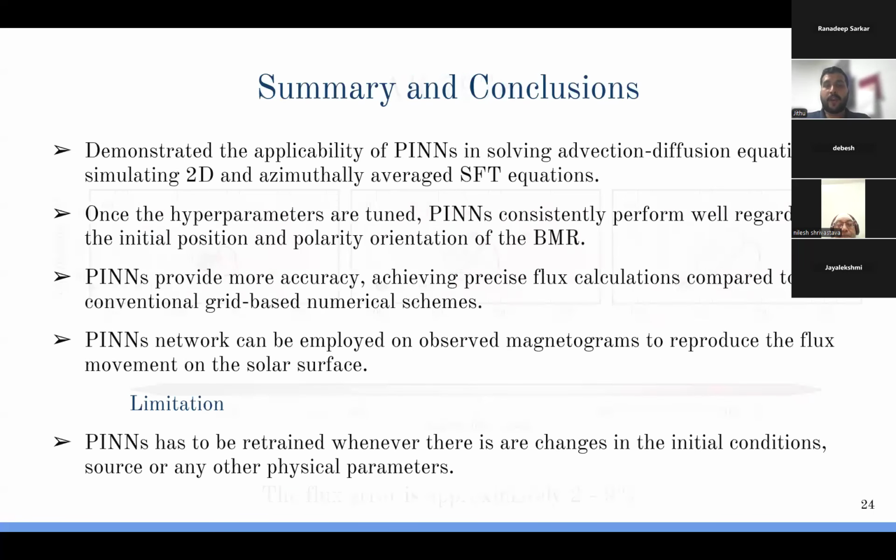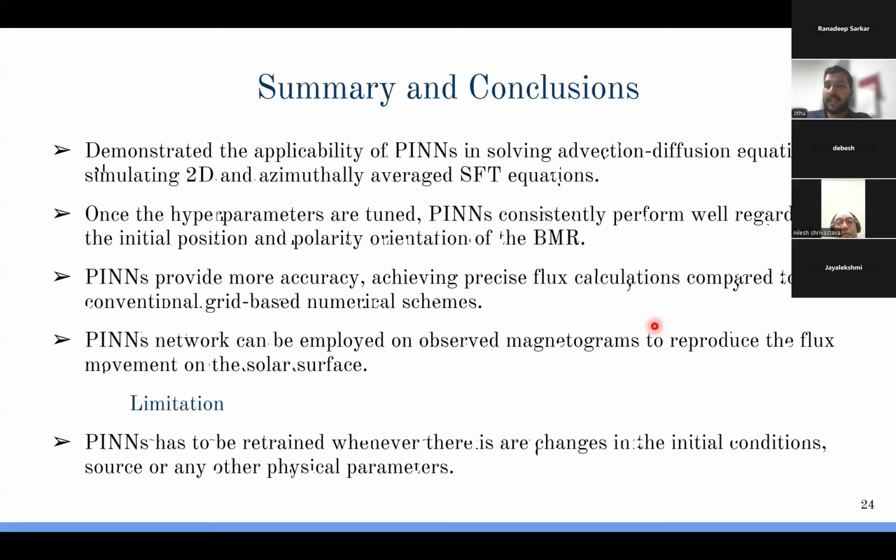So here I would like to conclude what we did. We used the PINN method to study the advection diffusion equation, specifically in 1D and 2D setups. We wanted to understand how the PINN responds to advection diffusion equations, and we found that it works well. The flux conservation is better, and once you have the hyperparameters tuned, you don't need to change them, even if you change the polarity of the BMR, or the initial position where the BMRs are inputted. It does not matter, your PINN setup is going to work.